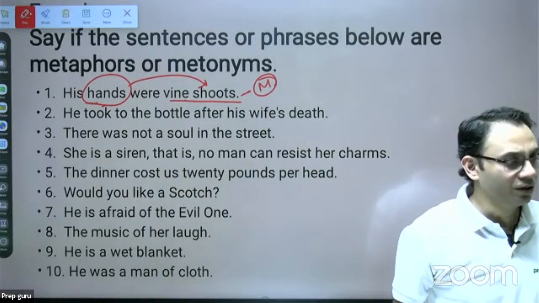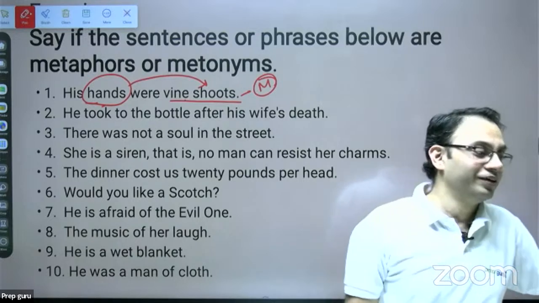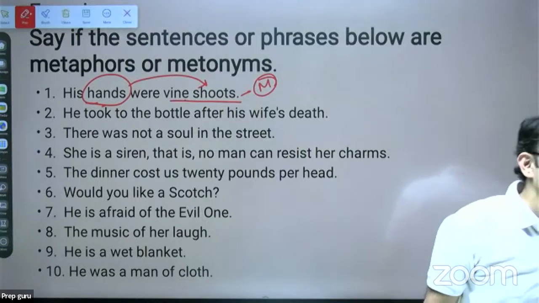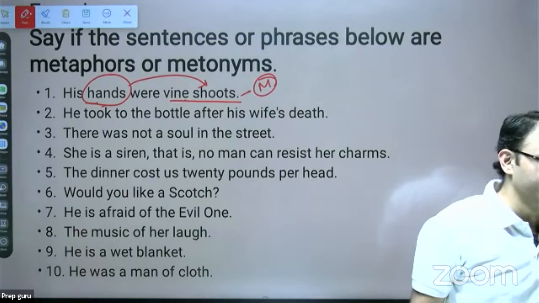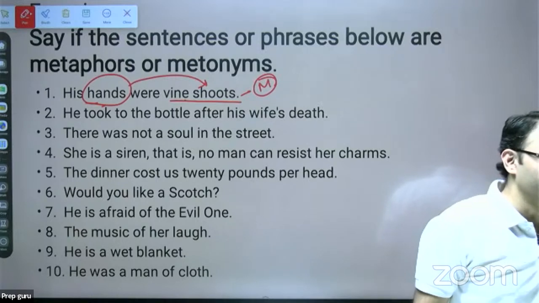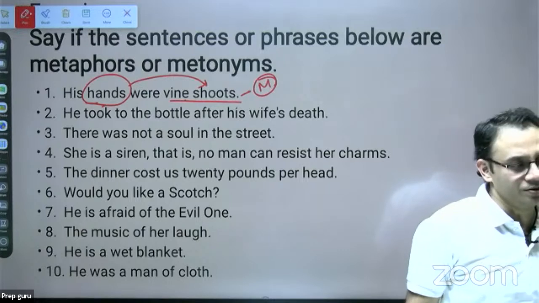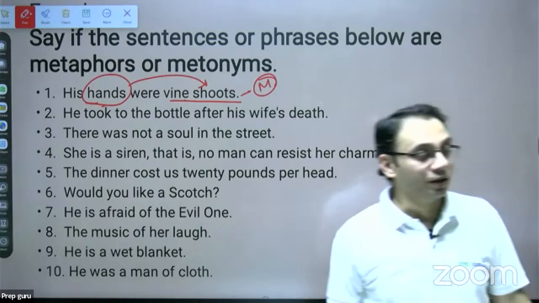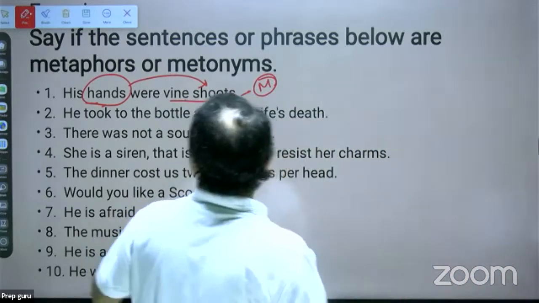ही टुक टू द बॉटल आफ्टर हिज वाइफ्स डेथ, मतलब आप कॉन्टेक्स्ट तो समझ ही रहे होंगे कि ही स्टार्टेड ड्रिंकिंग अ लॉट। मेटोनिमी, टुक टू द बॉटल आफ्टर हिज डेथ। He took to the bottle. Yes, yes, it is a case of metonymy. Why? Because bottle is referring to his what? Alcoholic drinks and his drunkenness. ठीक है. The next thing is what?